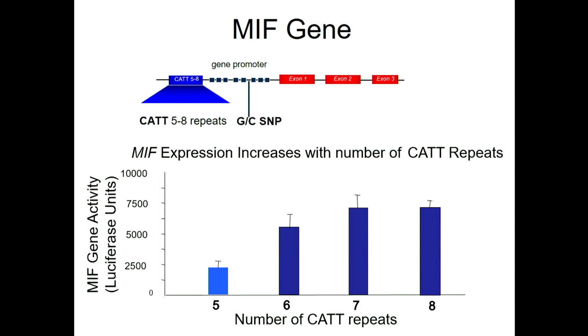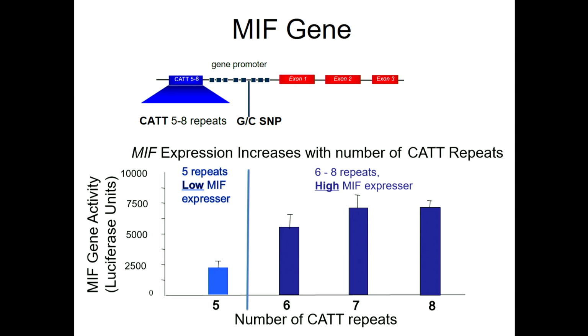If you look on the x-axis here, this is the number of CATT repeats, and on the y-axis is the MIF gene activity measured here in luciferase units. And you can see that gene expression increases with the number of CATT repeats. Here we'll qualify CATT repeats of 5 being low MIF expressors, and anything with repeats between 6 and 8 as high MIF expressors.